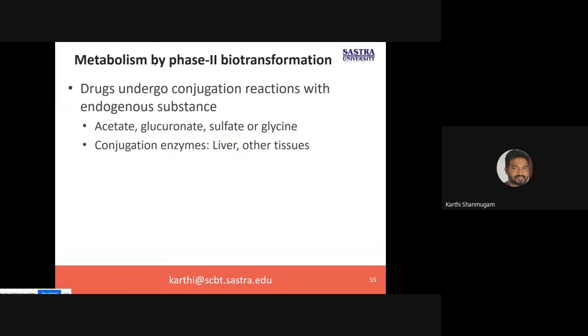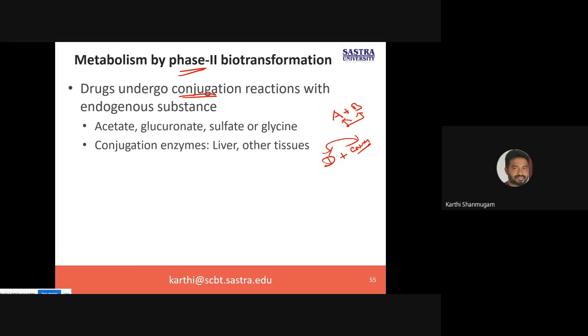So what are the common reactions in phase 2 biotransformation? As we discussed earlier, mainly the conjugation reaction will take place in phase 2. The meaning of conjugation is adding two or more components together. So the drug molecule is added with some other endogenous molecules which are present within the body. This addition reaction is what is called the conjugation reaction.